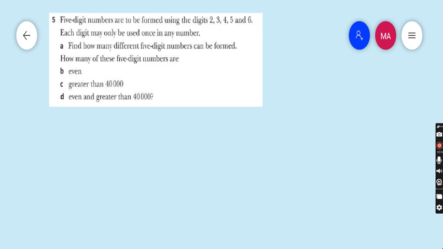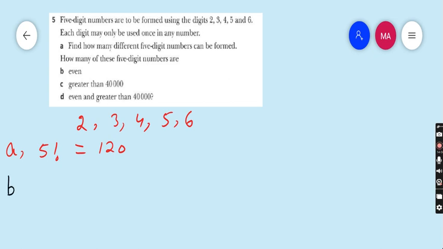Five digit numbers are to be formed using 2, 3, 4, 5, 6. Each digit may only be used once in any number. So there is no repetition. Find how many different 5-digit numbers can be formed. So first part is very easy, that is 5 factorial, and the answer of 5 factorial is 120.